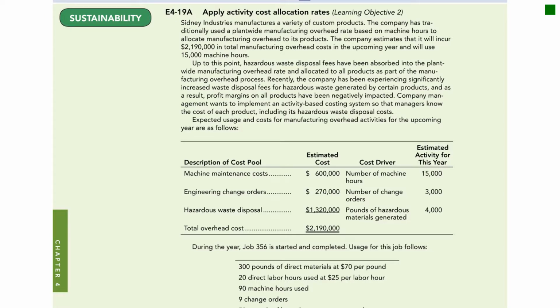Okay, so this textbook illustration is exercise 4-19A. It says, Sydney Industries manufactures a variety of custom products. The company has traditionally used a plant-wide manufacturing overhead rate based on machine hours to allocate manufacturing overhead to its products.